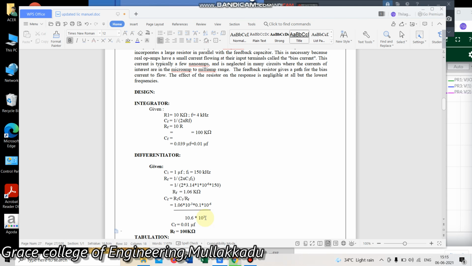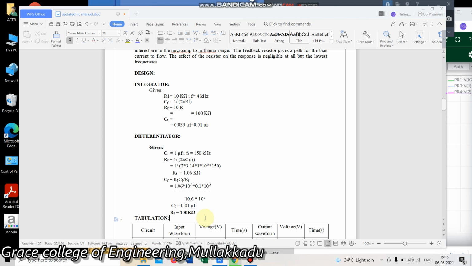Similarly, for the differentiator, the formula we have to take here is RF is equal to 1 divided by 2 pi C1 into F1, where C1 is 1 microfarad and F1 is equal to 150 kilohertz. Therefore, we get the RF value as 1.06 kilo ohm, from which we can calculate the value of CF. From the formula CF is equal to R1 into C1 divided by RF, we calculate CF, which is equal to 0.01 microfarad.